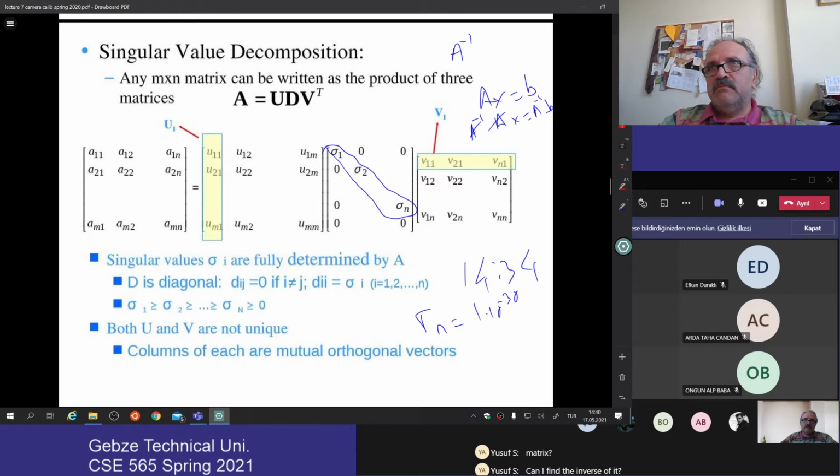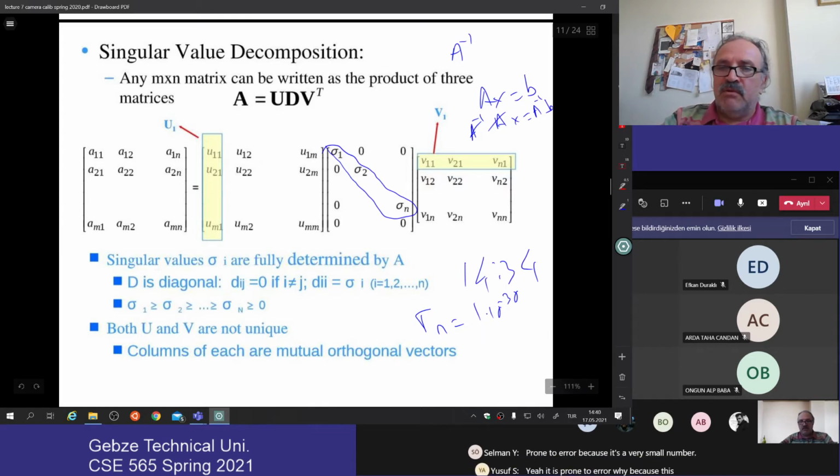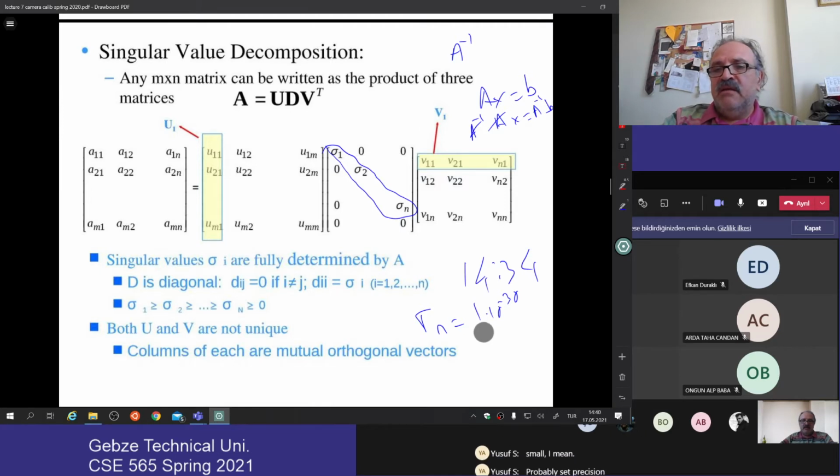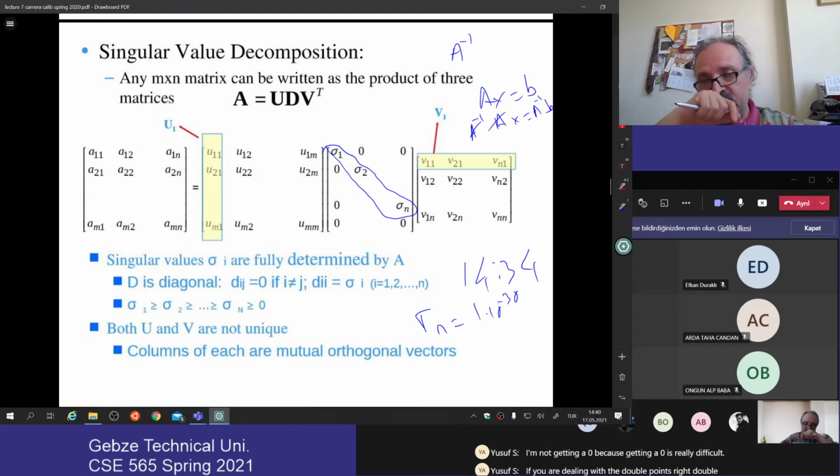We can, but it will be prone to error because it's a very small number. Yeah, it is prone to error. Why? Because this number is so small. I mean, probably it's a precision error, that maybe I should get a 0, but I'm not getting a 0, because getting a 0 is really difficult if you are dealing with double numbers or floating point numbers. That's going to be difficult.